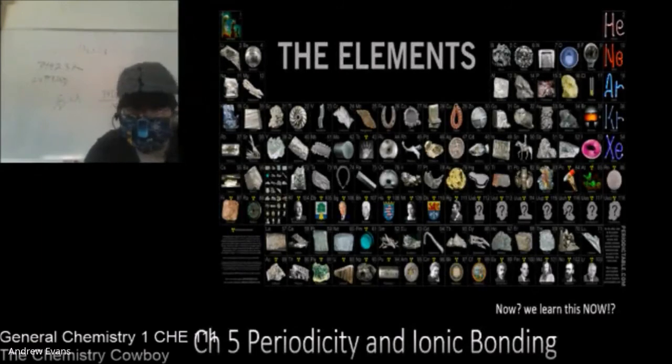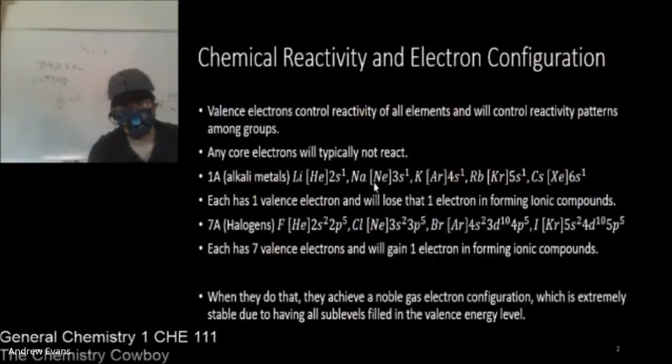Okay, here we go. So chapter 5, periodicity and ionic bonding. It's not a hard chapter, but we're going to learn about trends, and we're going to relate them to that quantum stuff we just learned. The basic idea is that if we understand this quantum stuff, this valence electron theory, we can understand why the periodic table is laid out how it is.